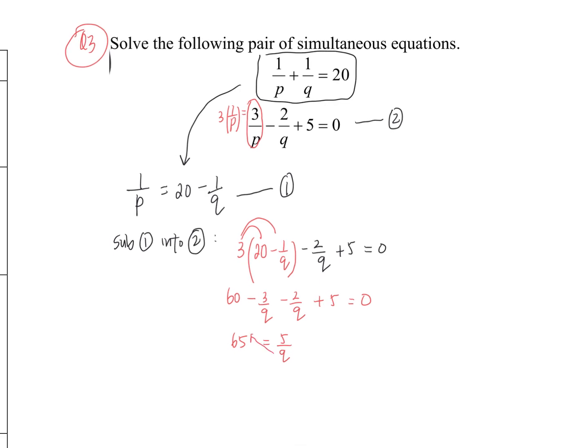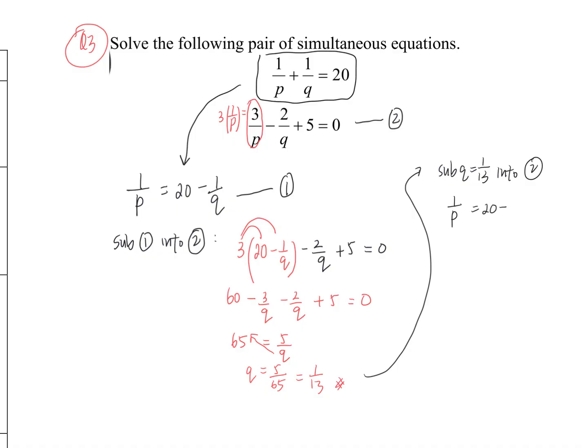Okay, so to solve for Q, it will be 5 over 65, which is 1 over 13. Okay, so Q is done. All you have to do is to sub Q into the equation 1 or 2 rather. Okay, so you plug it in. Okay, this one you key into the calculator, it just gives you a very nice 7. And then you switch position between these two. P is just 1 over 7.